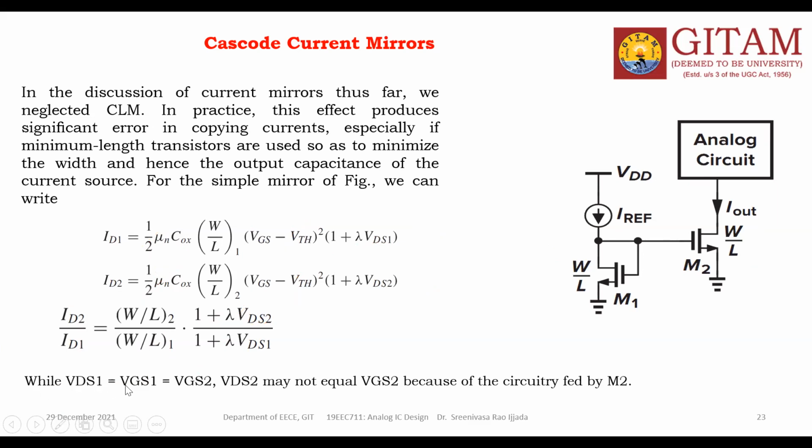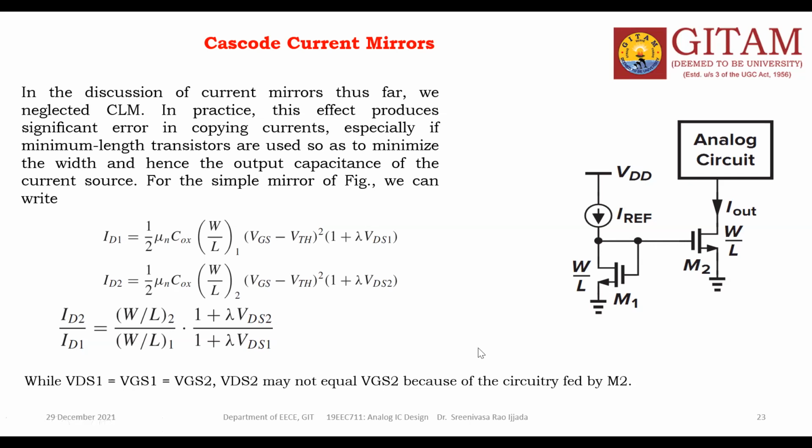Now VDS1 is this one, the drain and source of the first transistor. VDS1 is equal to VGS1, since both are tied together, so the gate and the drain have the same potential. Am I correct? So VGS1 is equal to VDS1 is equal to VGS2, since whatever the potential here, you are applying it to the gate of the second transistor. Is it clear? So VGS2 is equal to VGS1 is equal to VDS1.